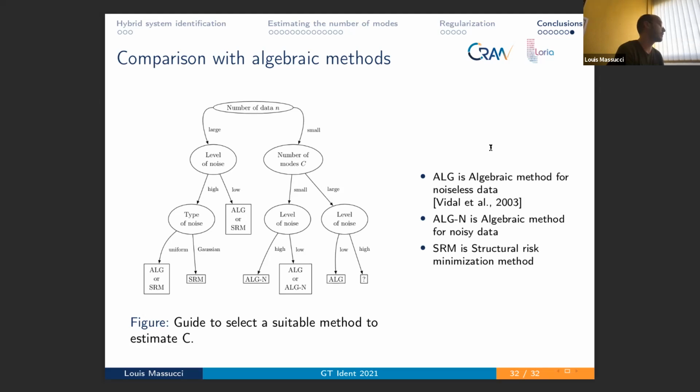Yes, there is no problem about that. We don't make any hypothesis on the structure of a model or so on.